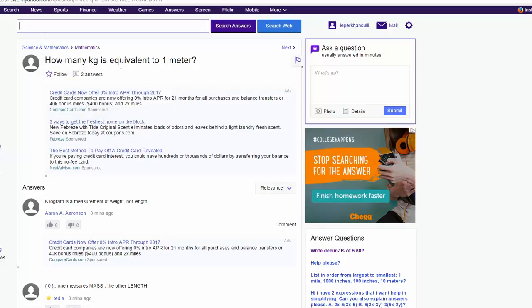How many kilograms is equivalent to 1 meter? Alright, so I notice you see how people are saying kilograms measure in weight, not length. That's all fine and good, and I'm going to do some explaining here to help you understand measurements in the metric system. So here I go.